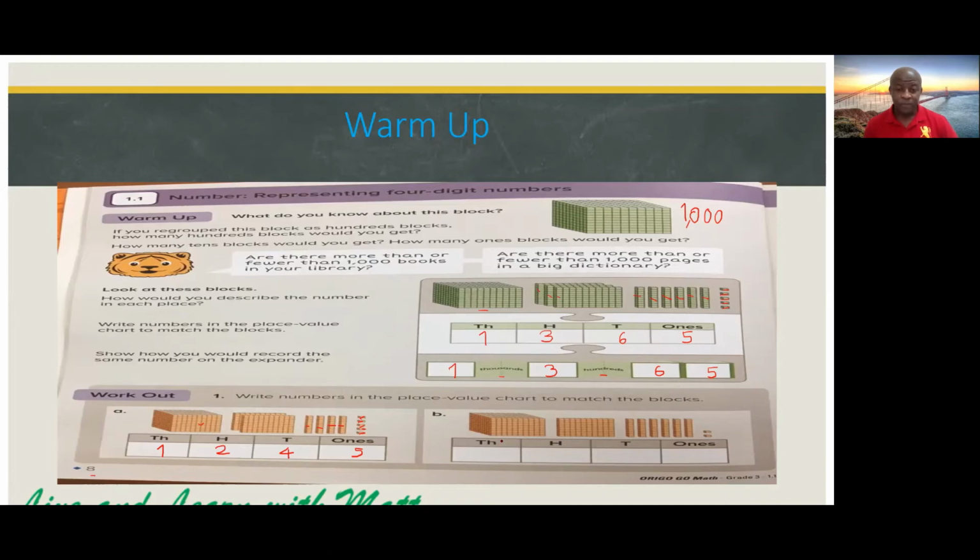Now, part B, how many thousands? That's correct, we have one. Just 100. How many tens? Let's count it together. 1, 2, 3, 4, 5, 6. We have 6 tens. And how many ones? We have 2 ones. So we read it to be 1,162. Part A, we read this to be 1,245. Part B, 1,162.